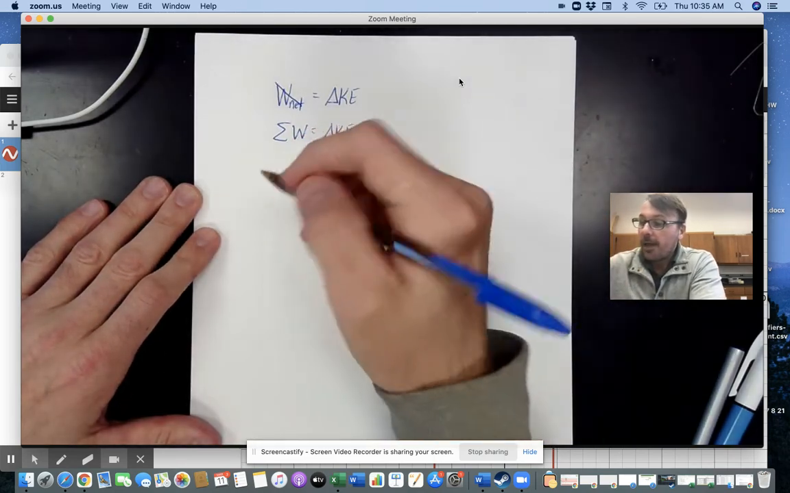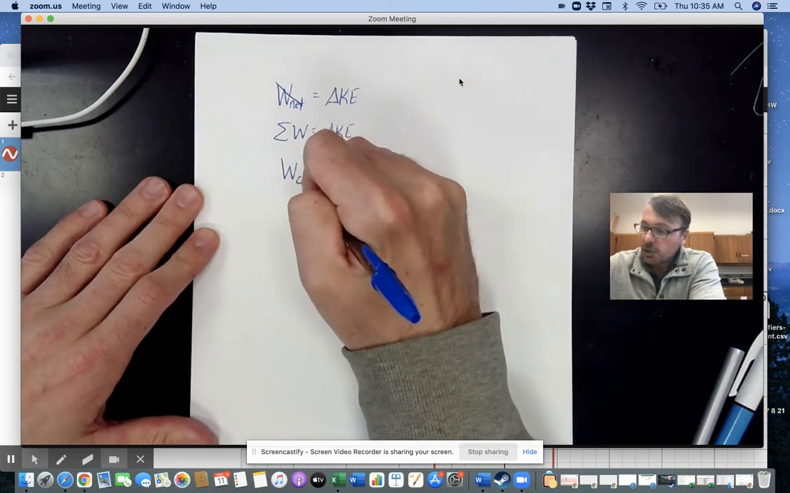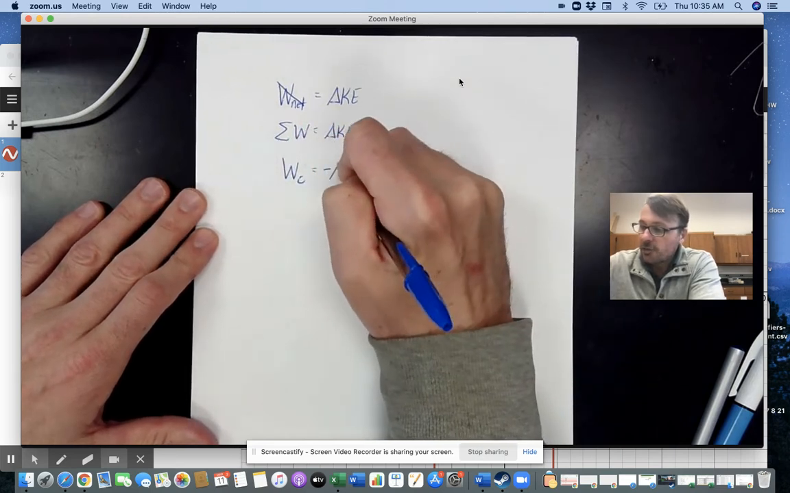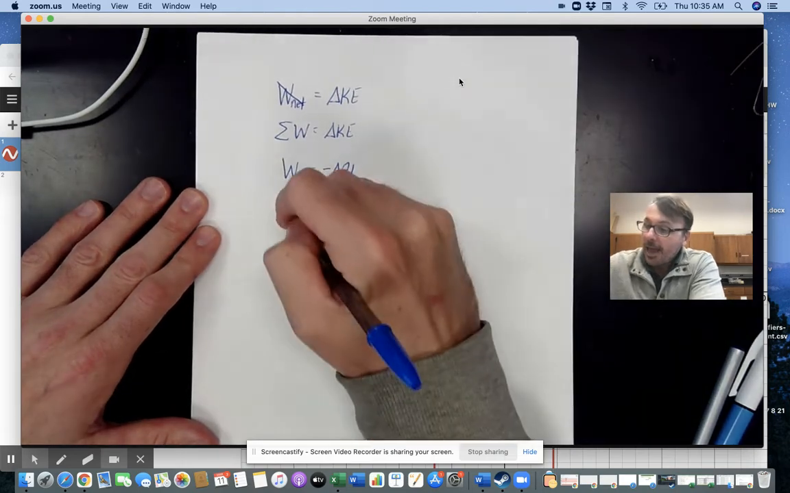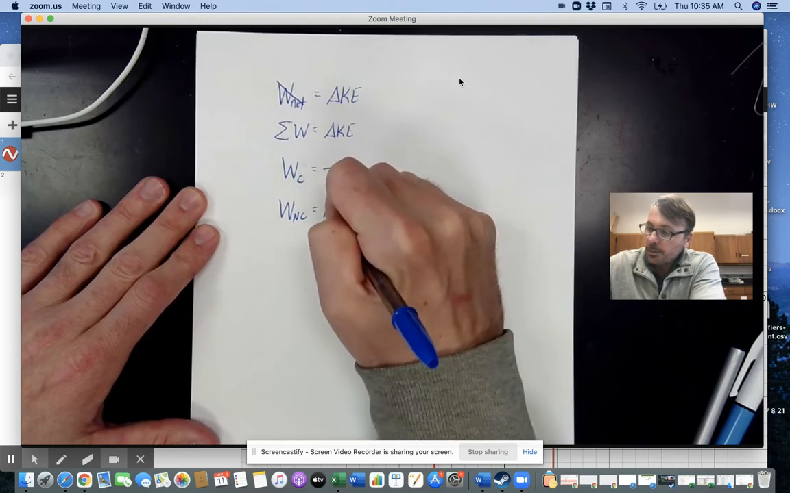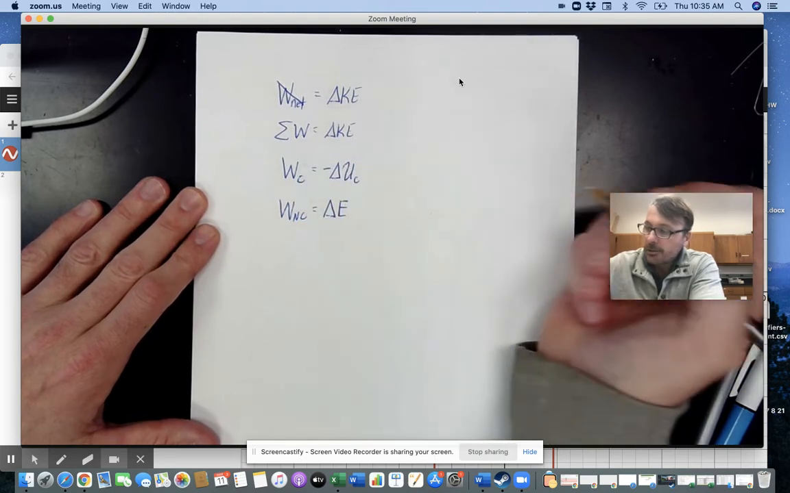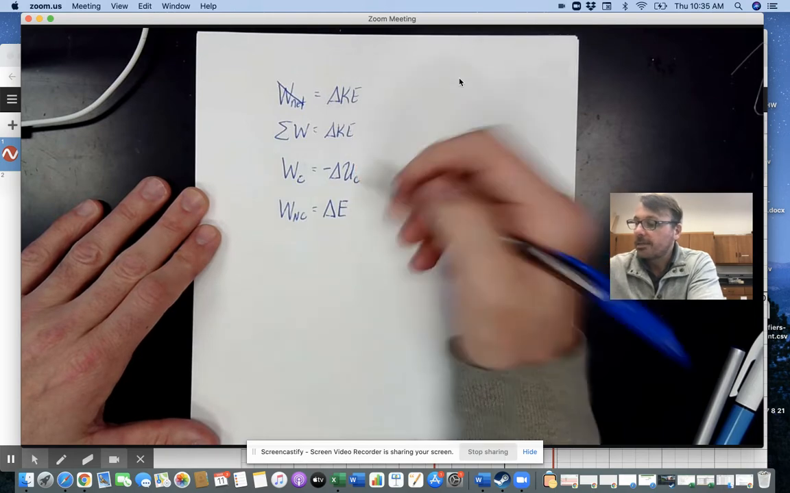Fair enough. And hopefully what we have figured out here is that the work done by a conservative force is the negative change in the potential energy associated with that conservative force, and that the work done by non-conservative forces is equal to the total change in energy, right? That's the new stuff from recent.